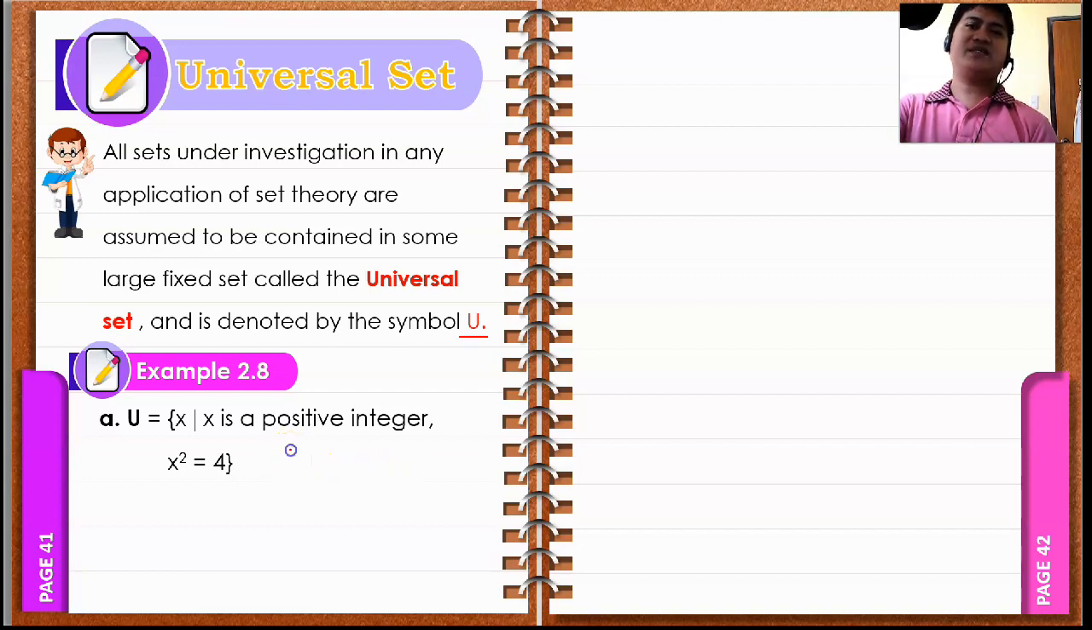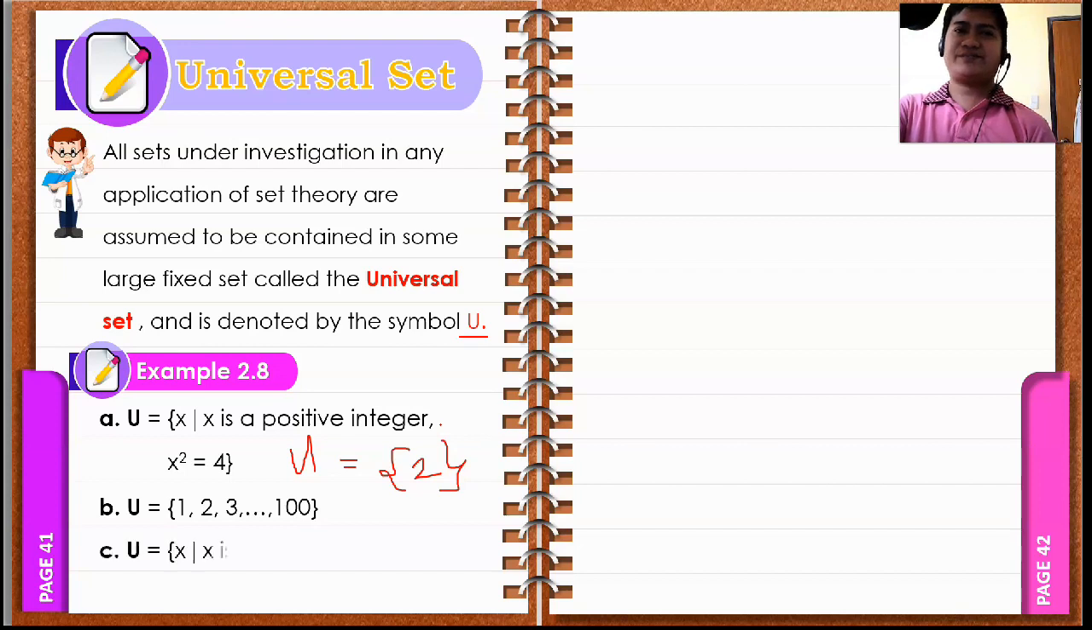So in this case, the element of U is 2. There is only one element, so this particular example is also an example of a singleton or unit set. We can also have U equal to 1, 2, 3, 4, 5, 6, 7 until 100. Or U, the set of all x such that x is an animal in Manila Zoo. If you list all the animals in Manila Zoo, then that is also an example of a universal set.